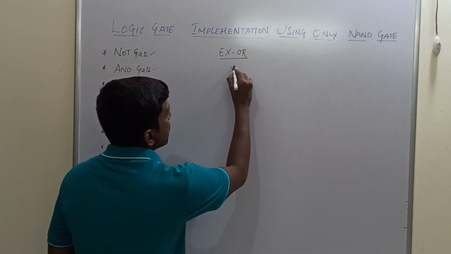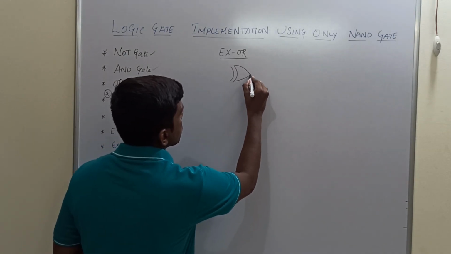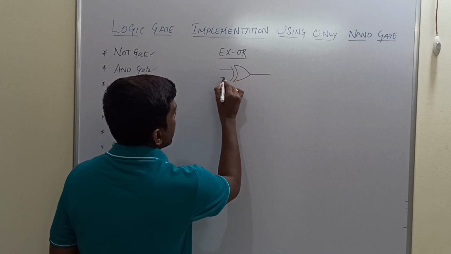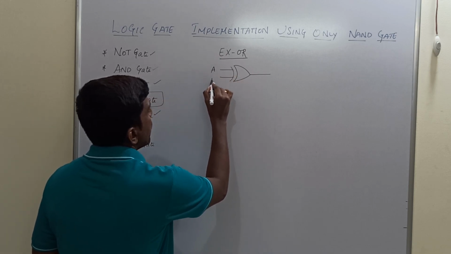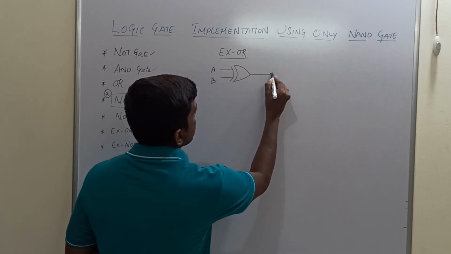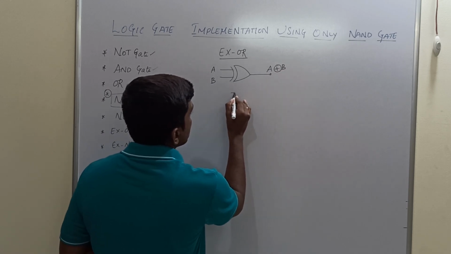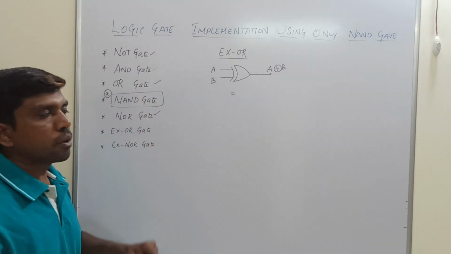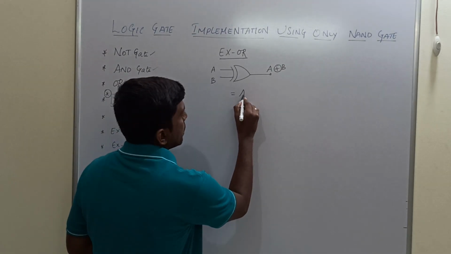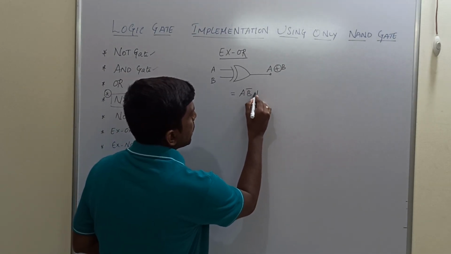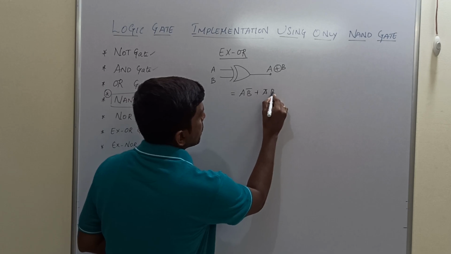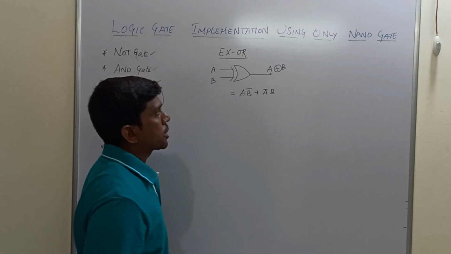First I draw the symbol. So it is the symbol of XOR gate. Input is A and B. Output of the XOR gate is A XOR B. Now I write the abbreviated form of the expression, A B bar plus A bar B. So it's a Boolean expression.